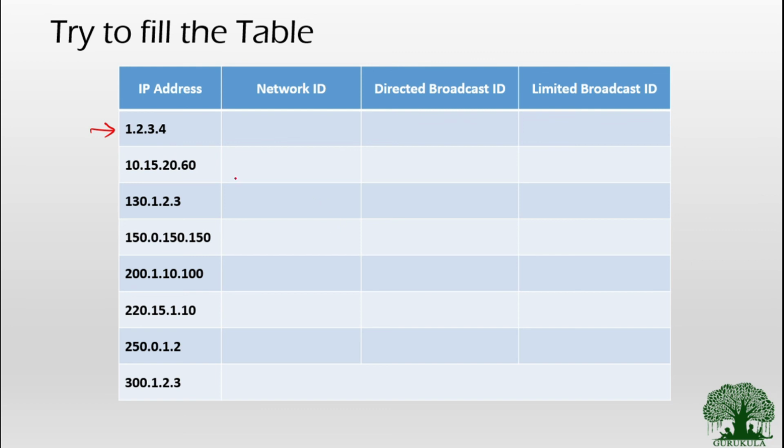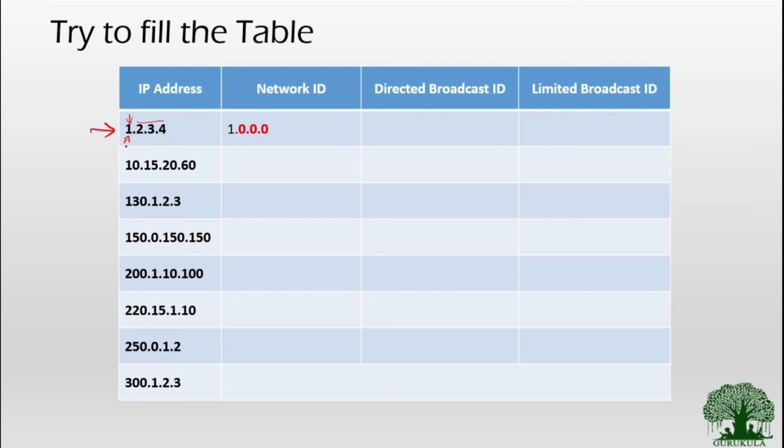By looking at the IP address here, I can clearly say that the first byte is 1, which means it is a class A IP address. As far as class A is concerned, the first byte is the network and all the remaining bytes are the host part. So what will be the network ID? I will put all zeros for the host part, so 1.0.0.0 will be the network ID. That is correct. What will be the directed broadcast? In case someone wants to direct broadcast in this particular network, what will be the directed broadcast address?